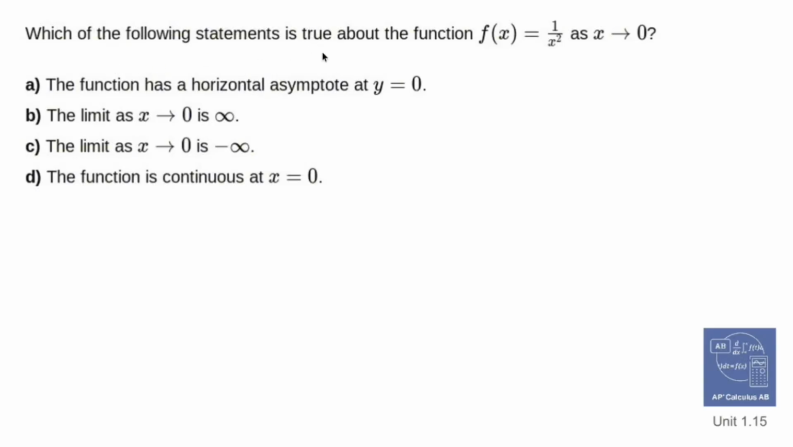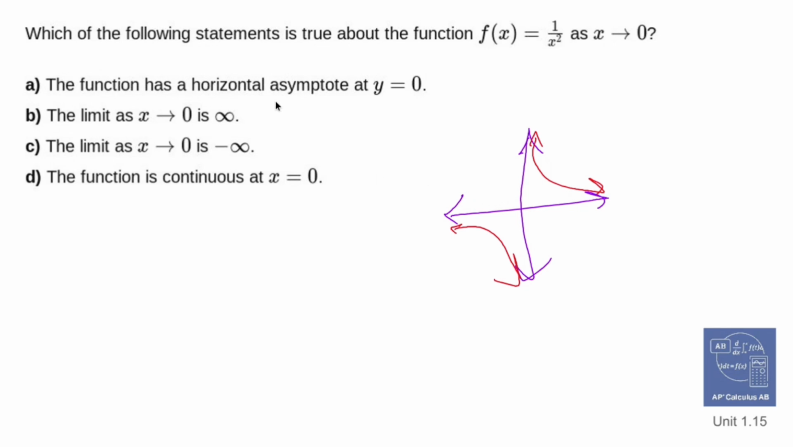Which of the following statements is true about the function f of x equals 1 over x squared as x approaches 0? Well, we do know that 1 over x squared is going to look like this. This is the parent rational function. You should know that. As x approaches 0, if the limit as x approaches 0 is what we're being asked, the limit doesn't exist. Why? Because you're going up at 0, you're going down at 0. They don't match up. The left-handed and the right-sided limits don't match up, so the limit does not exist.